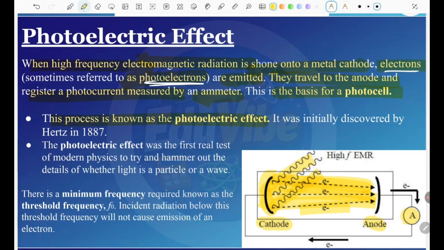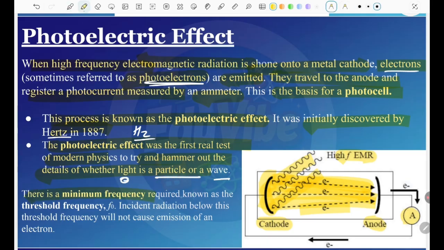This whole diagram is called the photoelectric effect, initially discovered by Hertz in 1887. Hertz is likely known to you as the unit for frequency, so we can add this topic to frequency too. The photoelectric effect was the first real test of modern physics to try and hammer out the details of whether light is a particle or a wave. In the rest of the unit we consider whether light is a particle or a wave. We can look at many different effects in the upcoming lessons to find out whether light is a particle or a wave.